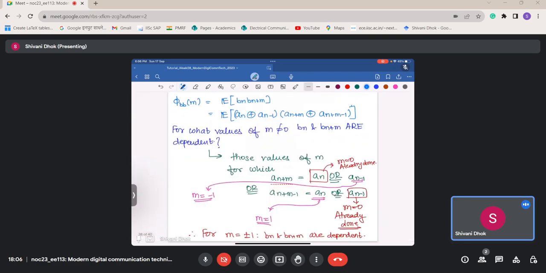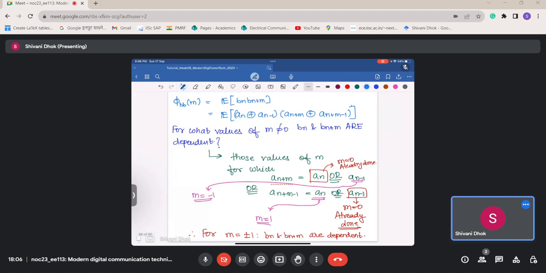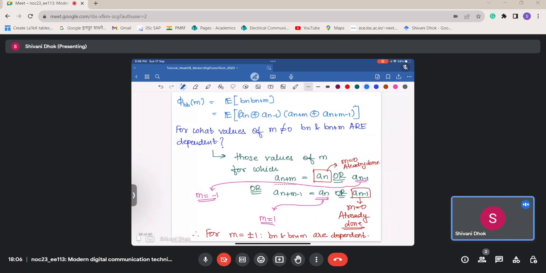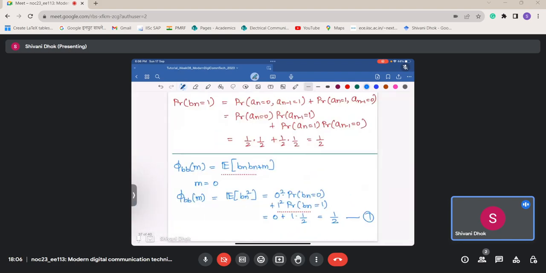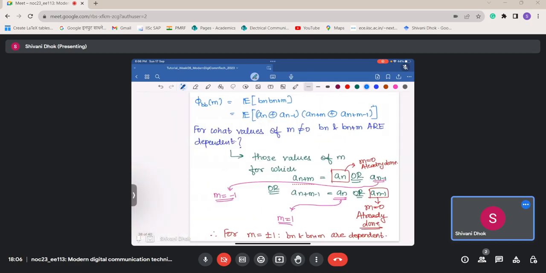We have just shown this. For all the values of m which are not in the set of 0, 1 and minus 1, this bn sequence will be independent. This bn and bn plus m will be independent. Now we have found out this expectation of bn earlier also. This expectation of bn we haven't found out. So this expectation of bn, let me see this.